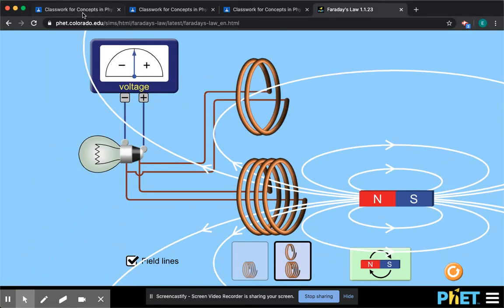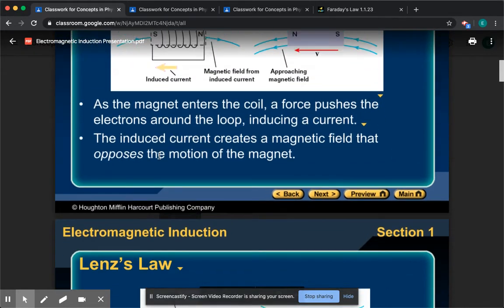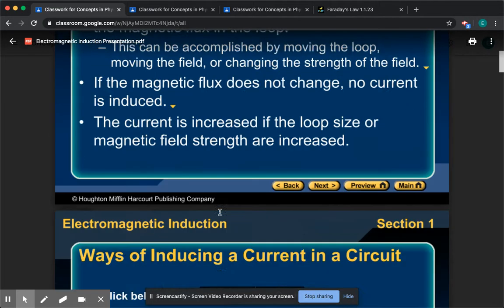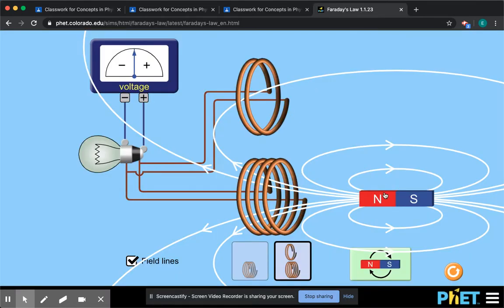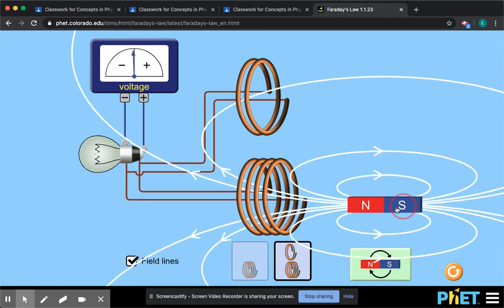And another thing the slides mentioned were the loops. The more loops you have, the more current you produce. Okay, the more loops you have, increased loop size, the more current you have. Here, on the bottom one, you have 1, 2, 3, you have 4 loops. At the top one, you only have 2 loops.